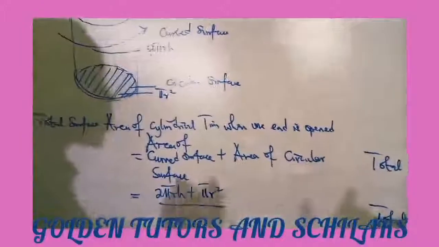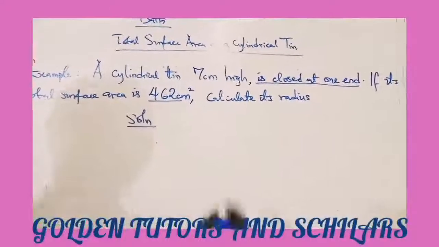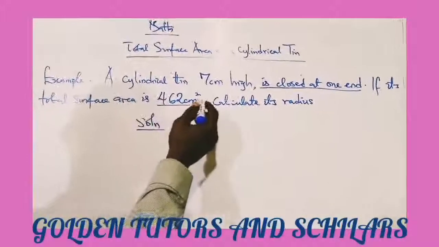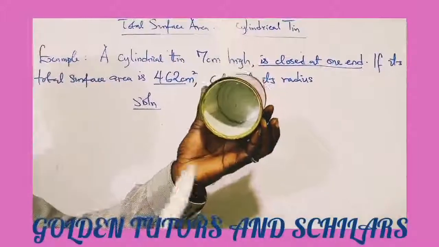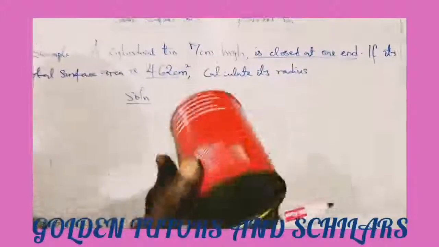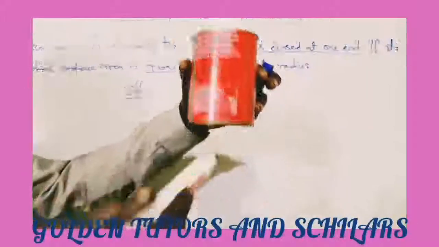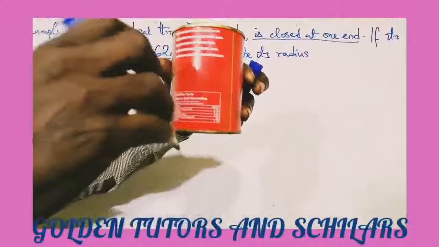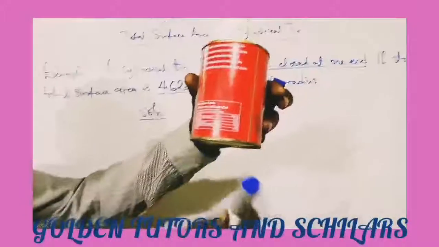So let's take an example of this question. It says a cylindrical thing 7 centimeters high is closed at one end. If its total surface area is 462 centimeters squared, calculate its radius. The cylindrical thing we are describing looks like this, where it is open at one end but closed at the other. And we are told to determine the total surface area. So for a cylindrical thing closed only at one end, we'll determine the total of the surface area of the curved surface here plus the circular surface here. All right.